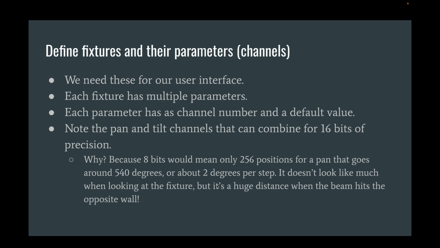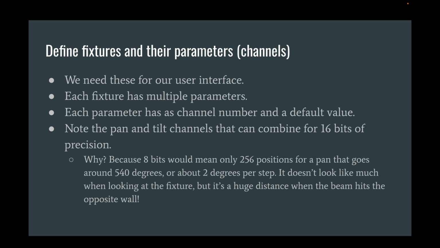We do have to define some fixtures and their parameters, and their parameters are channels. I'll get to that in a minute. We need these for our user interface because remember we're going to be able to change any individual one of these values by itself. Each fixture has multiple parameters, and then each parameter has a channel number and a default value, as well as its current value. Now the pan and tilt channels, if you remember that chart earlier, actually have two channels that they correspond to. So that gives you 16 bits of precision.